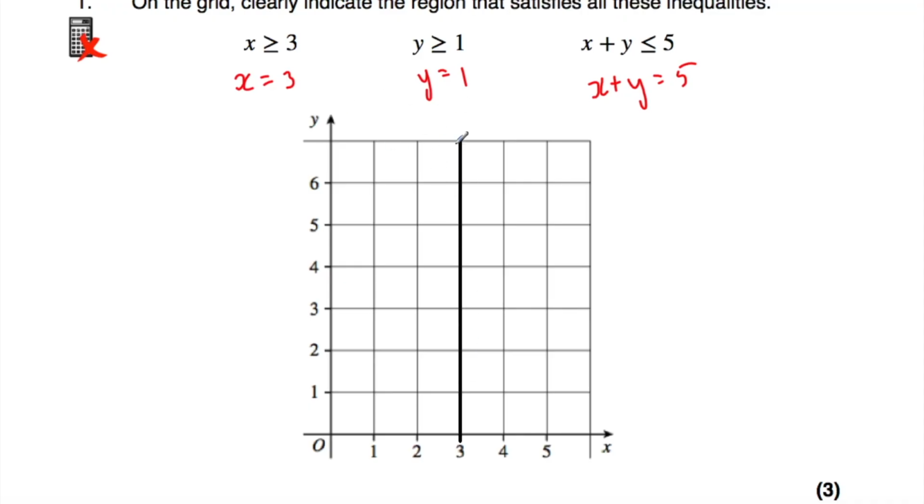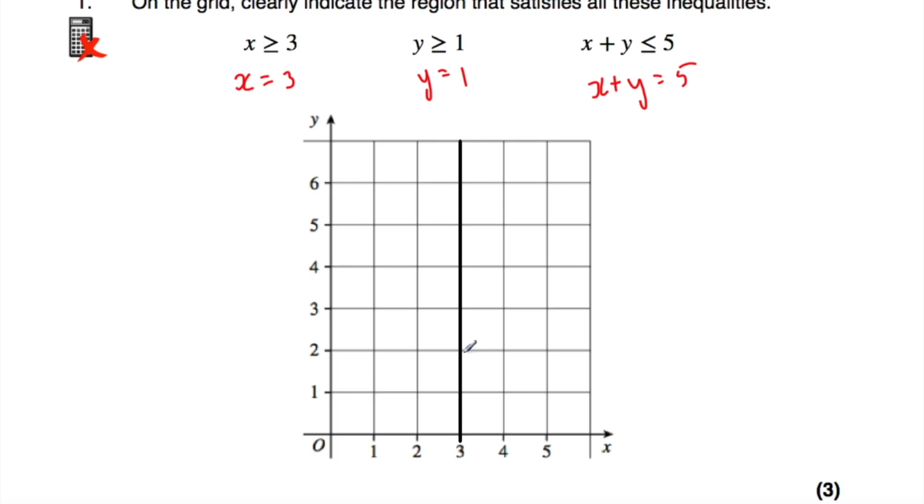Now I just want to mention that I've done a solid line because it was bigger than or equal to 3. If it was just bigger than 3 or less than 3, I would have done a dashed line instead of a solid line. But because it was bigger than or equal to 3, I've done a solid line there. And in terms of where the points would be that satisfy that inequality, where x is bigger than or equal to 3, all the points on the line would satisfy it because that's equal to 3.